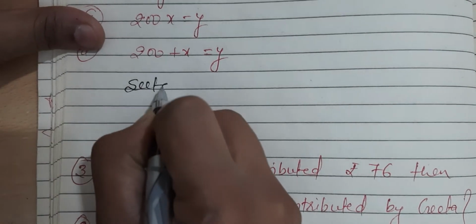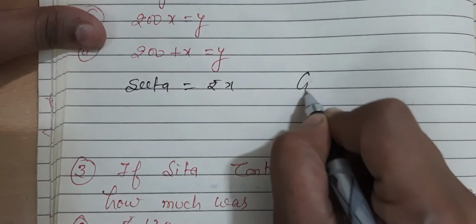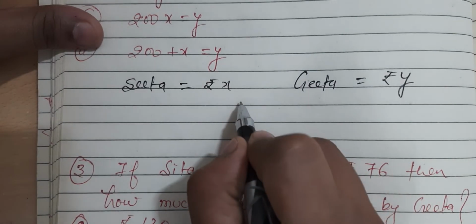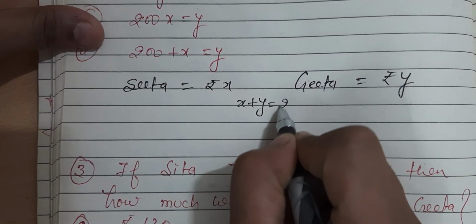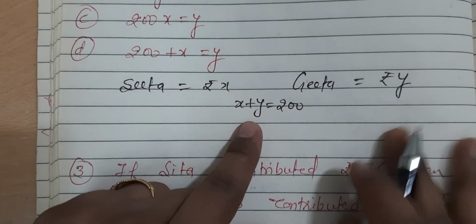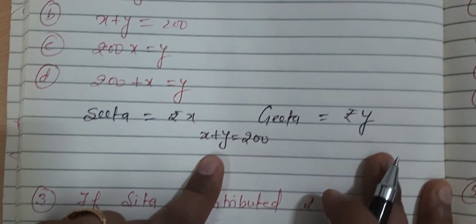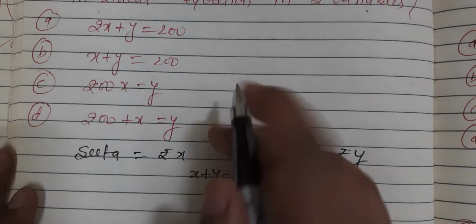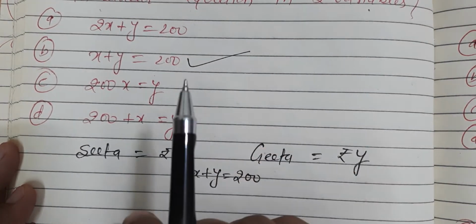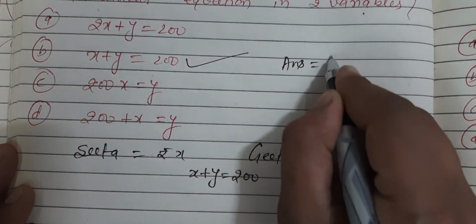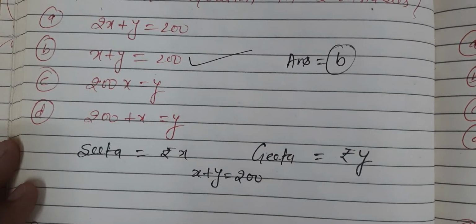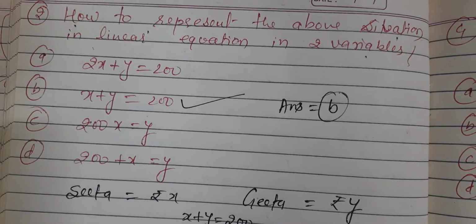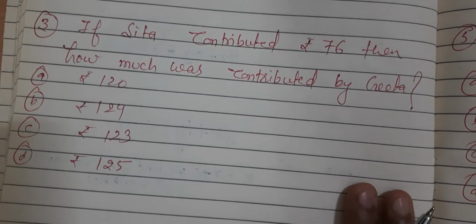So let Sita contributed rupees X and Geeta contributed rupees Y, and the total contribution is given. Total contribution means their sum is given. Okay, so this will be the equation representing the given situation, and this is here B. So the correct answer will be this B. The correct option is B. This question was given in the NCERT book. Now let's move to the next one.